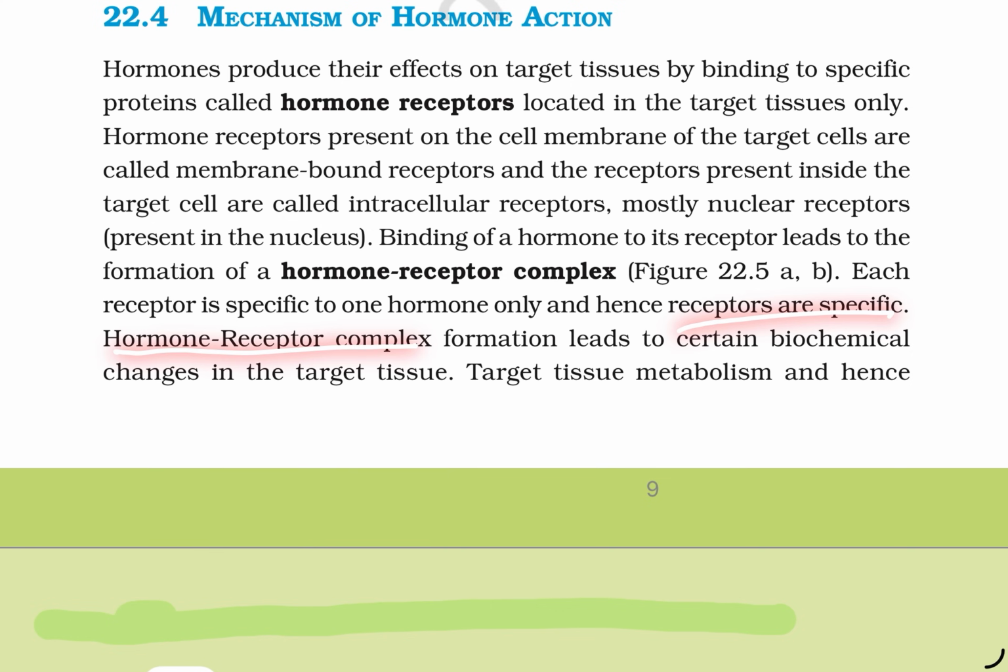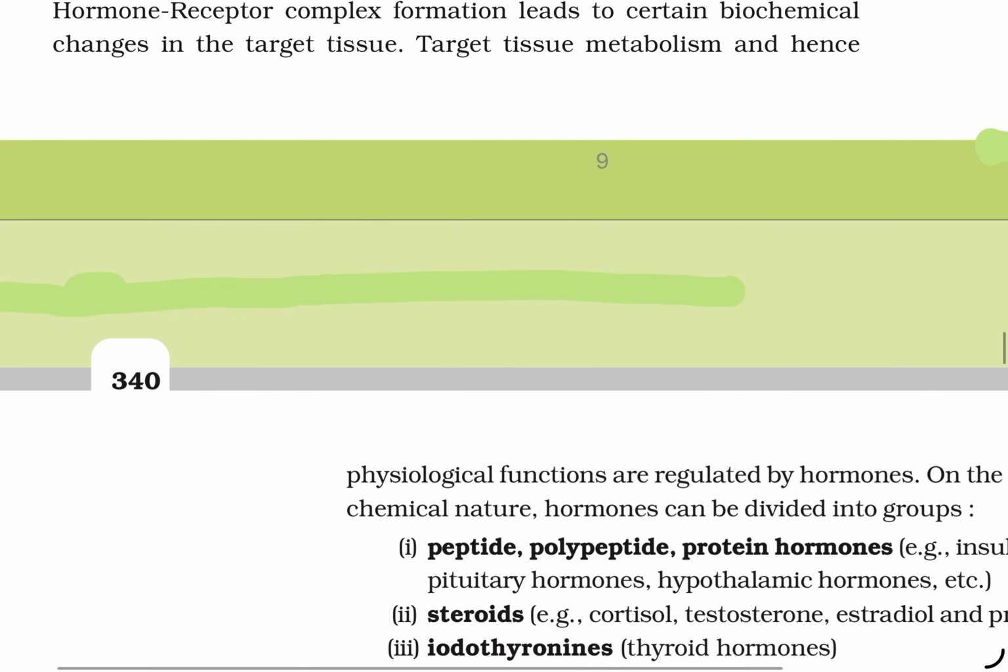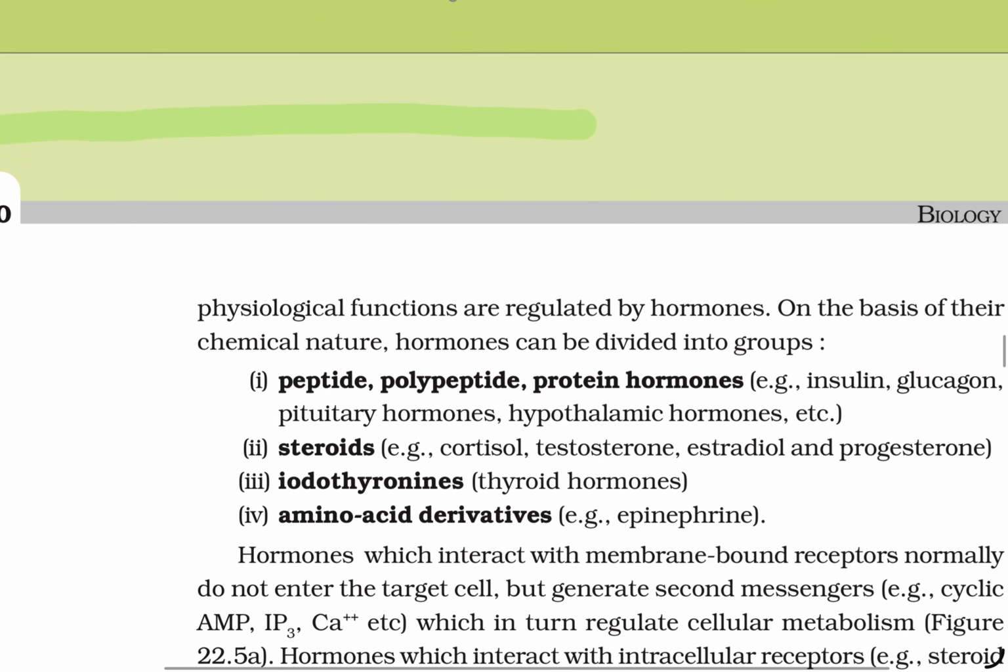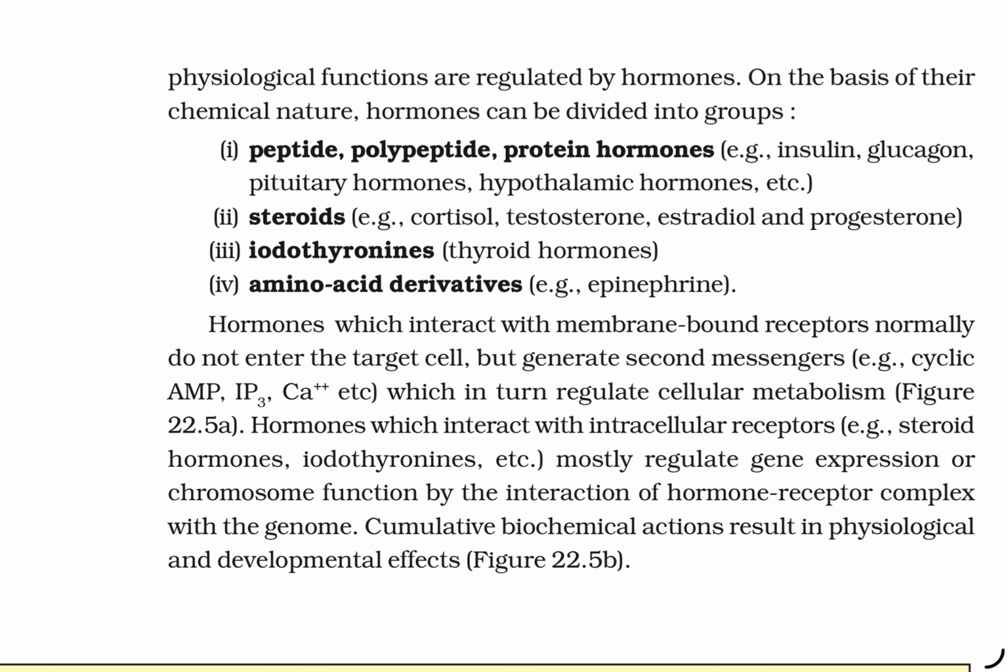Hormone-receptor complex formation leads to certain biochemical changes in the target tissue metabolism. Hence, physiological functions are regulated by the hormones. On the basis of their chemical nature, hormones can be divided into groups: peptide, polypeptide and protein hormones, such as insulin, glucagon, pituitary hormones and hypothalamic hormones; steroid hormones, such as cortisol, testosterone, estradiol and progesterone; iodothyronines, the thyroid hormones; and amino acid derivatives, such as epinephrine.